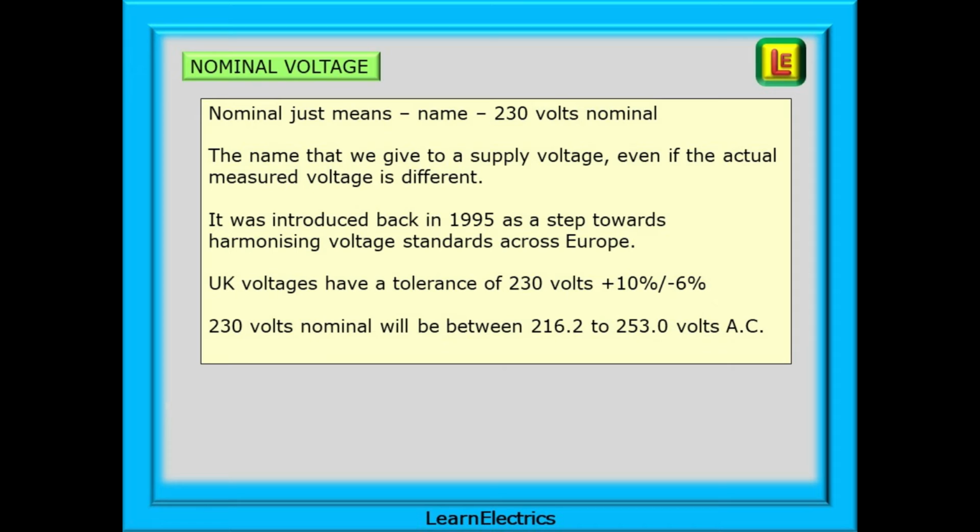It was introduced back in 1995 as a step towards harmonising voltage standards across Europe. UK voltages have a tolerance of 230 volts plus 10% to minus 6%. 230 volts nominal will be between 216.2 volts to 253 volts AC.